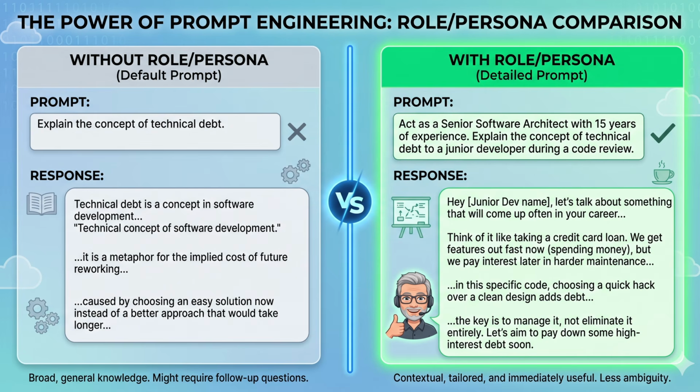Prompt A, control: explain the concept of technical debt. Prompt B, variable: act as a senior software architect with 15 years of experience. Explain the concept of technical debt to a junior developer during a code review.